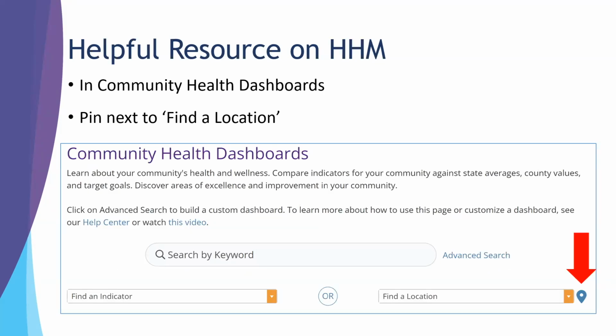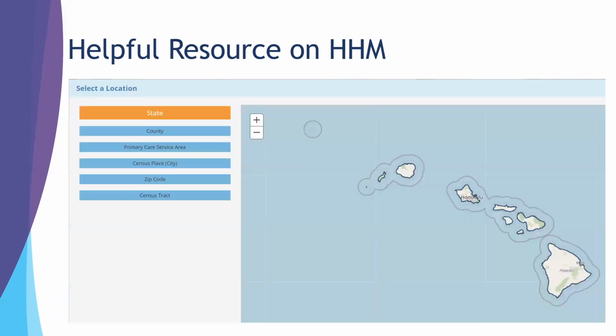One helpful resource we'll look at on the HHM is located in the community health dashboard. On the right side next to the Find a Location drop-down menu is a pin highlighted here by the red arrow. And if you click on it, it will open up a map that lets you see the geographic definitions of all the different geographies on HHM, which include state, county, primary care service area, census place, zip code, and census tract.